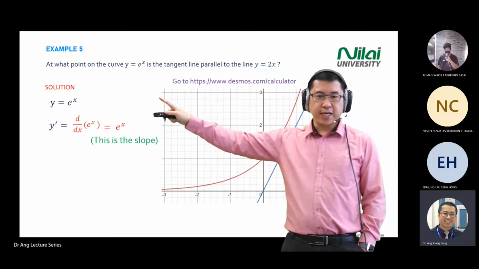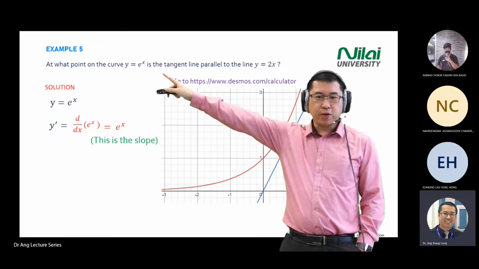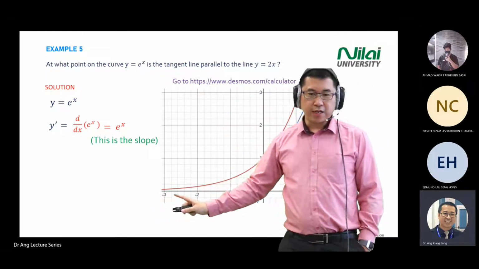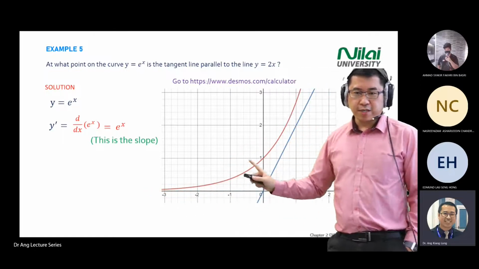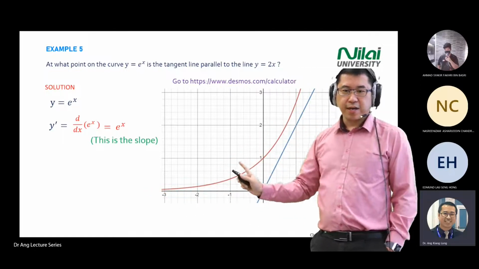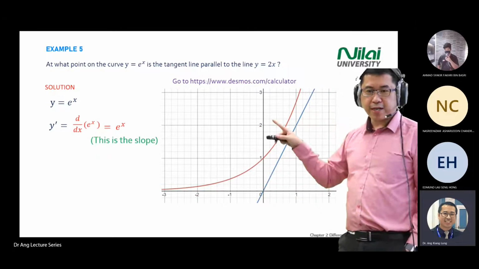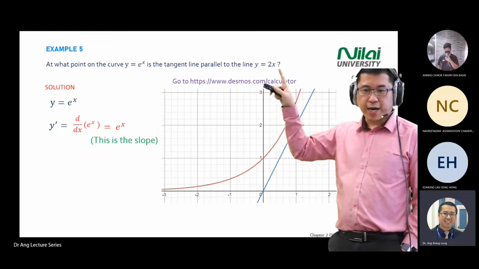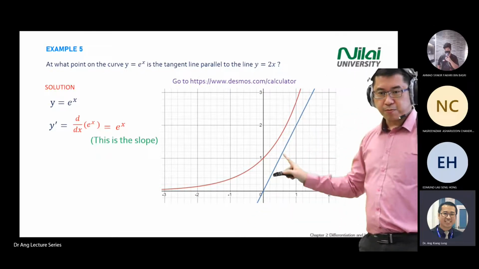First equation, you just type in y equal to e^x. It will generate red line on the website. So this red line is y equal to e^x. And how do you plot this blue color? You just type in y equal to 2x in the website. You get the blue line.